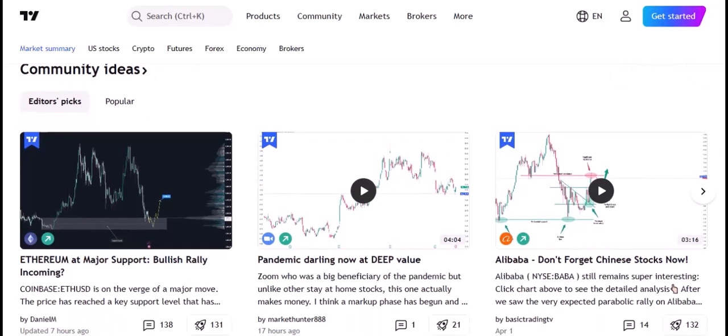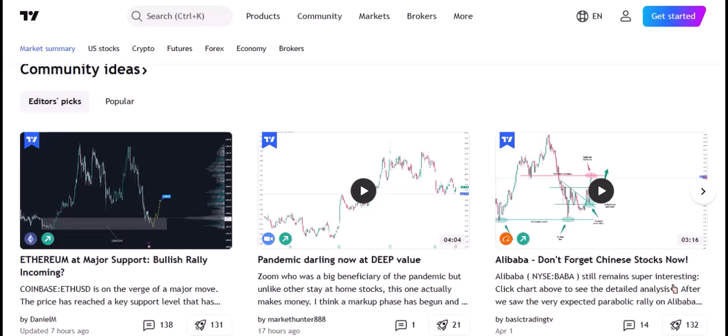The platform also offers paper trading accounts, which are essentially simulated trading environments where you can practice buying and selling without risking real money. This is an invaluable feature for beginners to test strategies and get comfortable with the platform's functionality before putting any capital on the line.